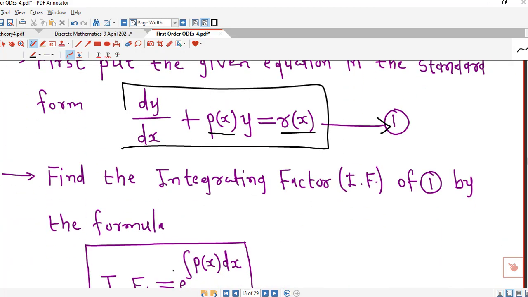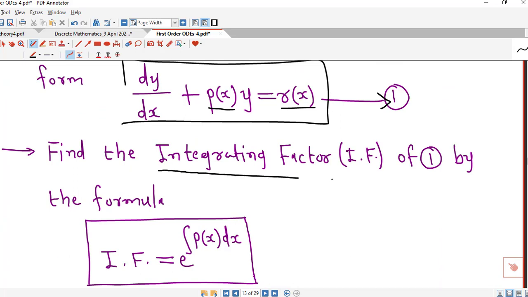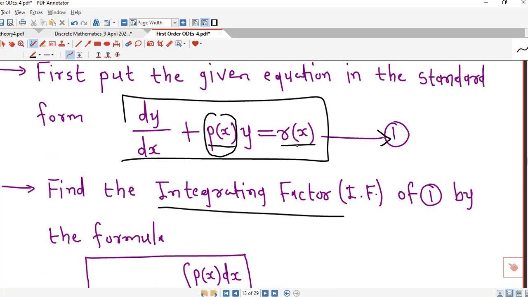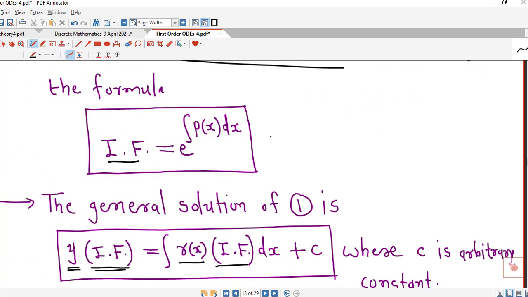Now if our equation is in this form, then we will find this P(x) and R(x), and using this P(x) we will find the integrating factor of this equation. The integrating factor is given by e to the power integral of this function P(x) with respect to x. And after finding the integrating factor, the general solution is given by this formula. On the left hand side we have y into integrating factor equal to integral of R(x) into integrating factor plus c. R(x) is nothing but the right hand side of this equation. So we will remember these two formulas.